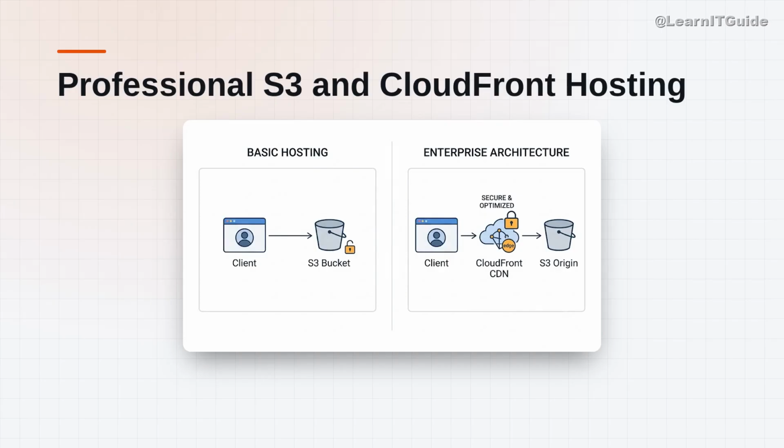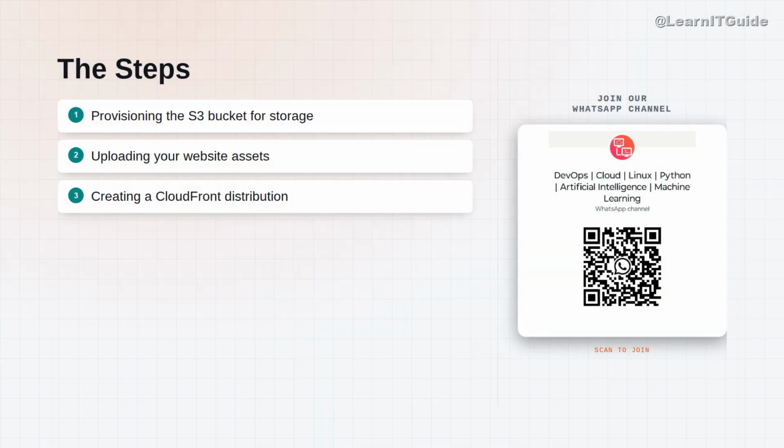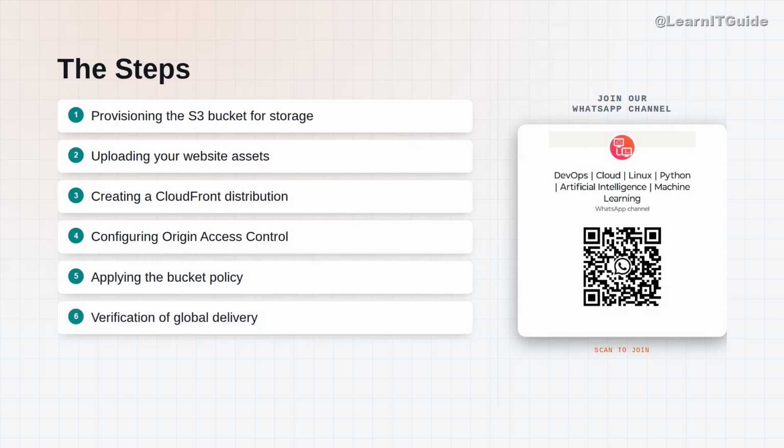We are moving beyond the basics to implement a pattern that enterprise teams actually use in production. These are the steps we are going to cover in this video. Specifically, that includes creating your bucket, syncing files, setting up the content delivery network, securing access with origin access control, and finally, locking down the bucket policy. So do not skip ahead. Watch all the way through to actually understand this properly.